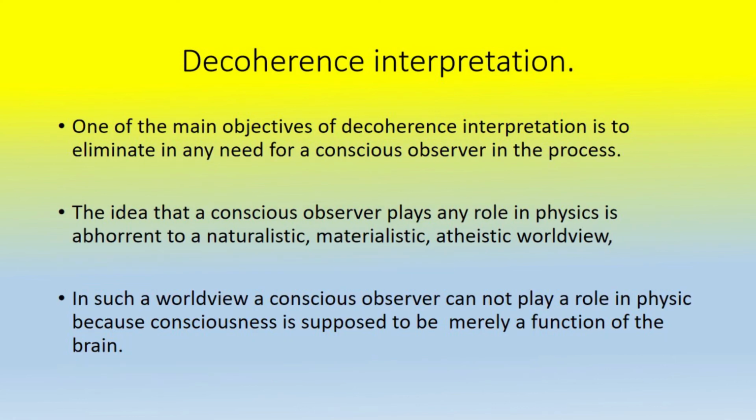One of the main objectives of decoherence theory is to eliminate any need for a conscious observer in the process. The idea that a conscious observer plays any role in physics is abhorrent to a naturalistic, materialistic, atheistic worldview. In such a worldview, a conscious observer cannot play a role in physics because consciousness is supposed to be merely a function of the brain.